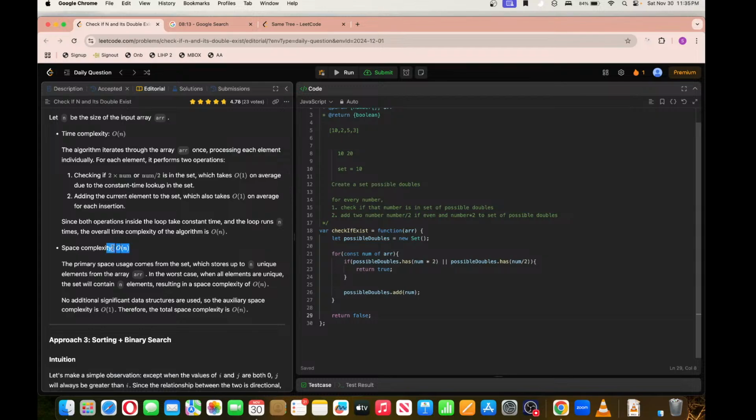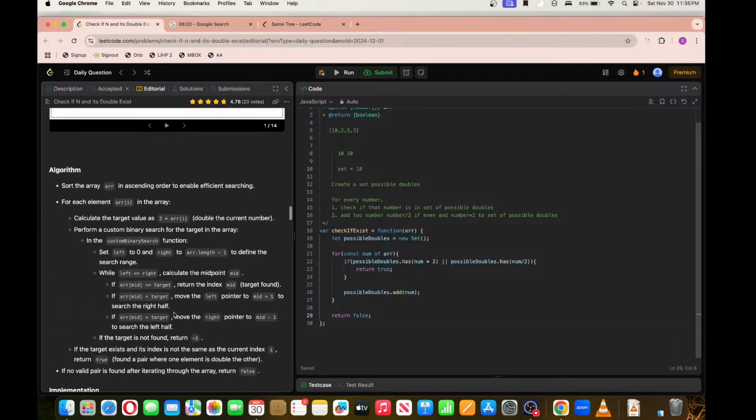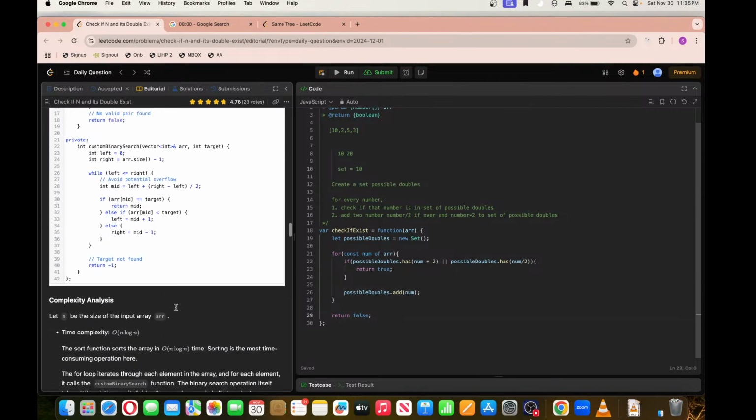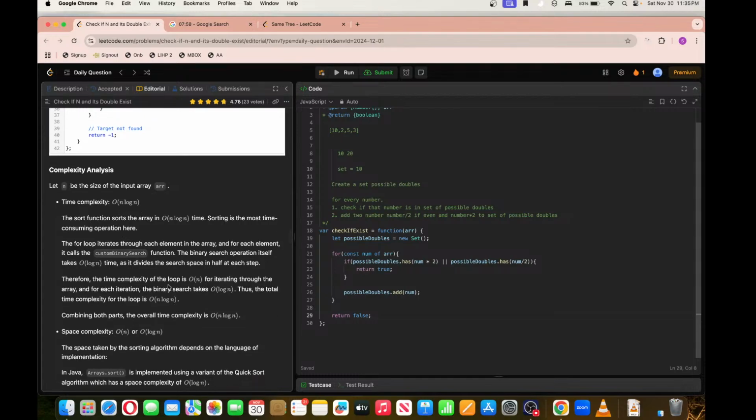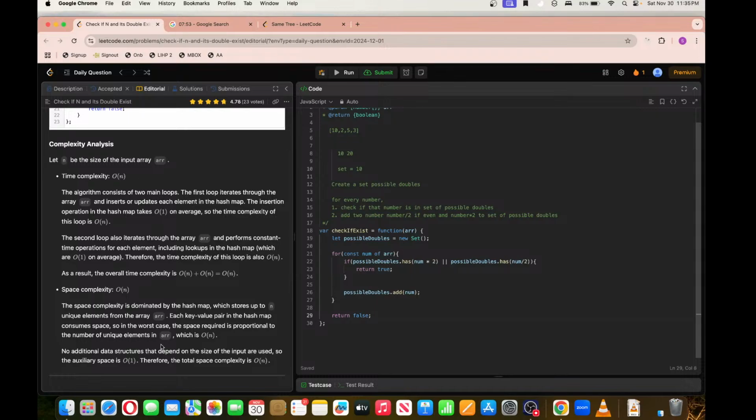Why is space complexity O of n? Okay, so this is n, right? Yeah, this is my solution. And n log n, this is even worse time complexity, and this is similar time complexity.